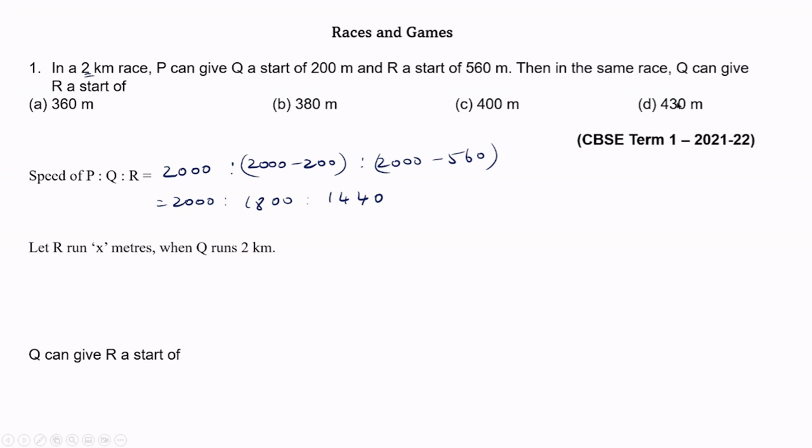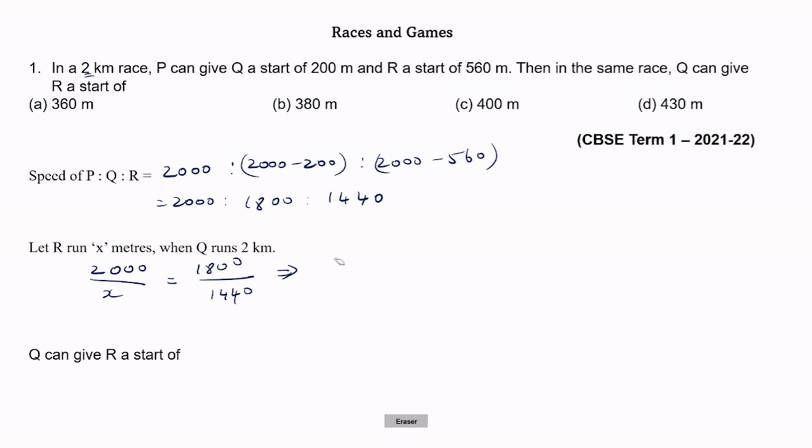We have to find the distance by which Q can give R a start of. So here when Q runs 2 kilometers, R runs x meters. So 2 kilometer is nothing but 2000 meter. So 2000 by x. Now this ratio is equal to the ratio of Q is to R. That is 1800 is to 1440, 1800 by 1440. From this we can find x.